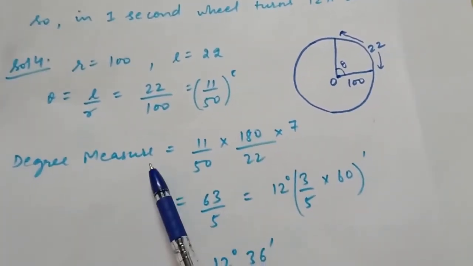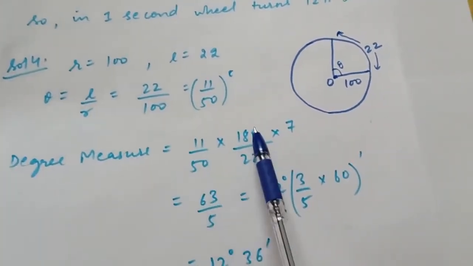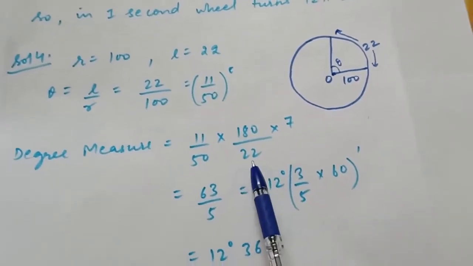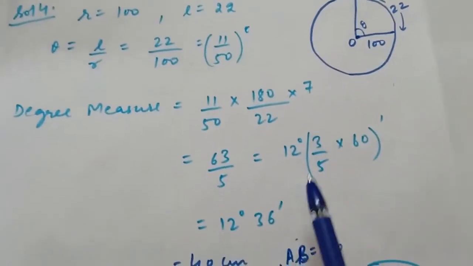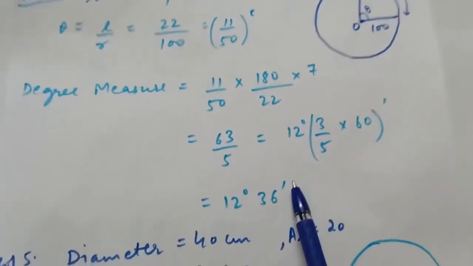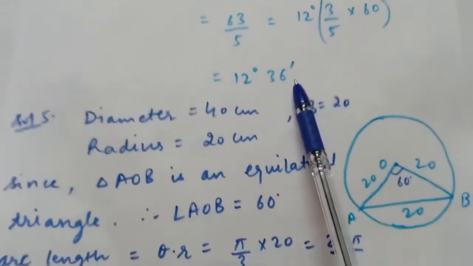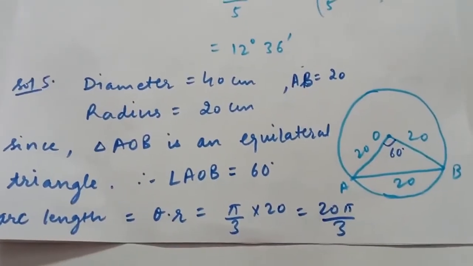We have to find its degree measure. So multiply it with 180 by pi. Instead of pi, write 22 by 7. When you will solve it, the answer will be 12 degree 36 minutes. Clear?